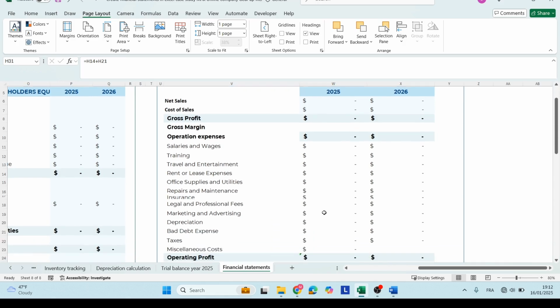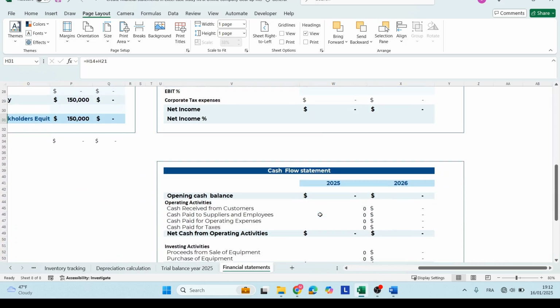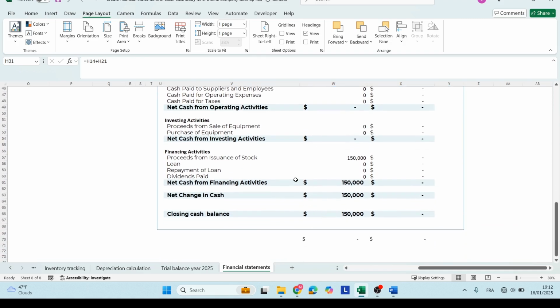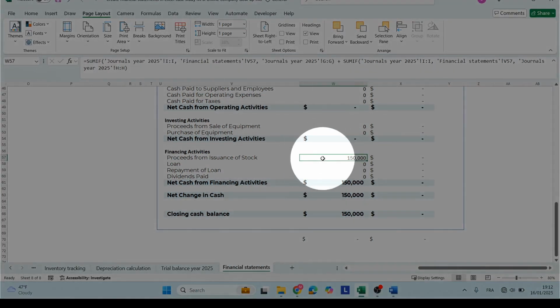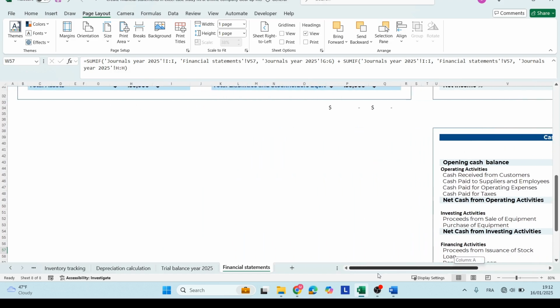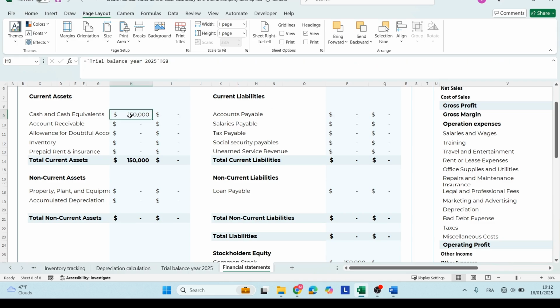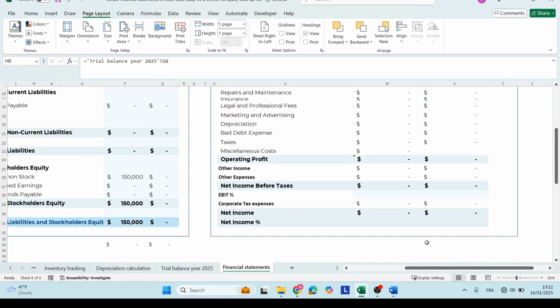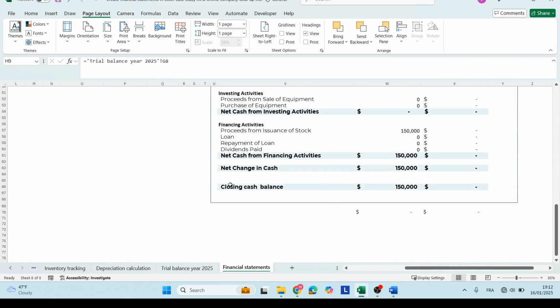For the income statement, there is no movement so far. And in the cash flow statement, you see that we have cash received, which is related to financing. We get money from stakeholders, 150. So our net change in cash for the period is 150, and the closing cash balance is 150. We make a comparison with our cash and cash equivalents. We get the same amount, 150 in the balance sheet and 150 in the closing cash balance.